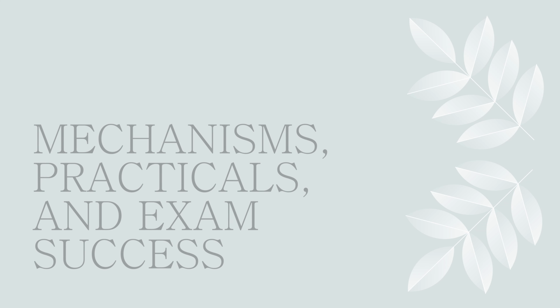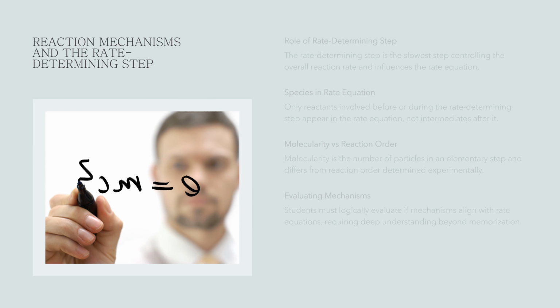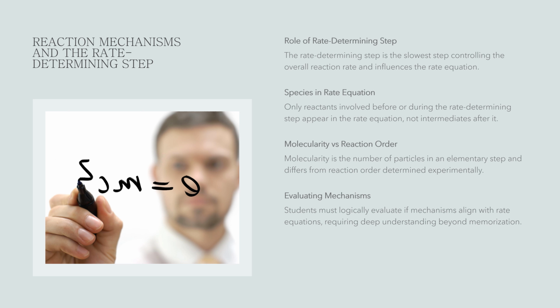Reaction mechanisms and the rate determining step, Required Practical 7, investigating rate equations, exam techniques, common mistakes, and summary. Reaction mechanisms describe the sequence of elementary steps by which reactants form products. The rate-determining step, RDS, is the slowest step and controls the overall rate. Only species involved in or before the RDS can appear in the rate equation. Intermediates formed after the RDS do not appear.